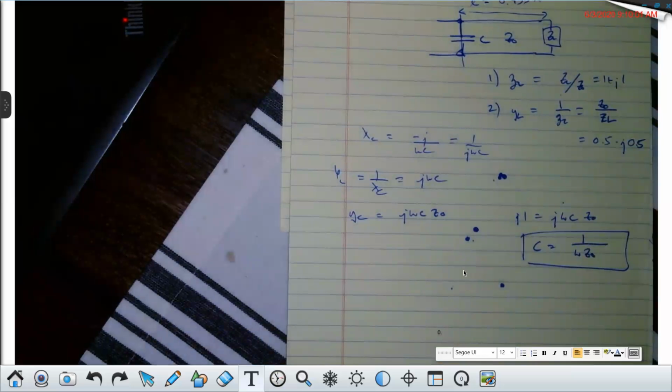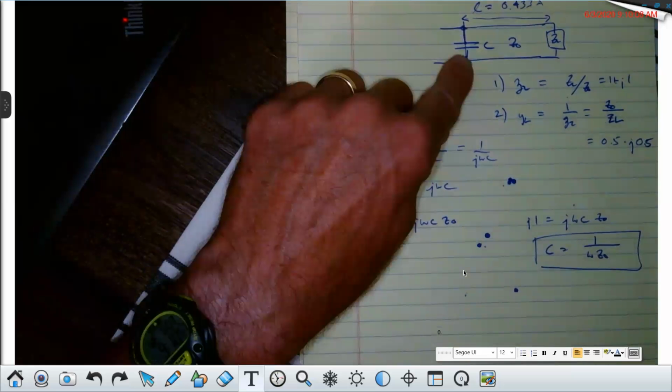All right. Now, how do we do this same thing with a transmission line? How do we replace this component with an actual length of line? What we're going to do is get something like this.